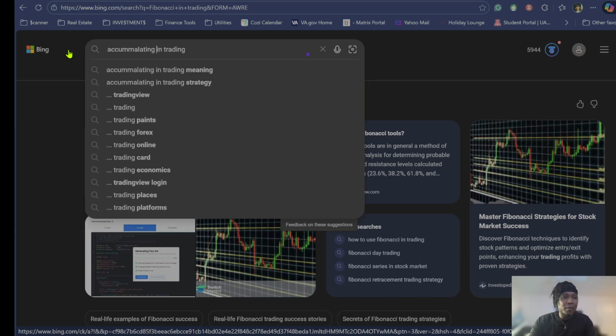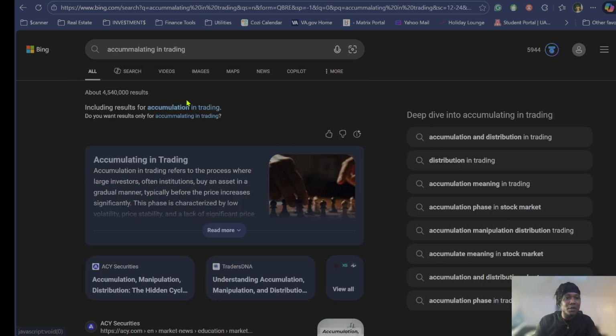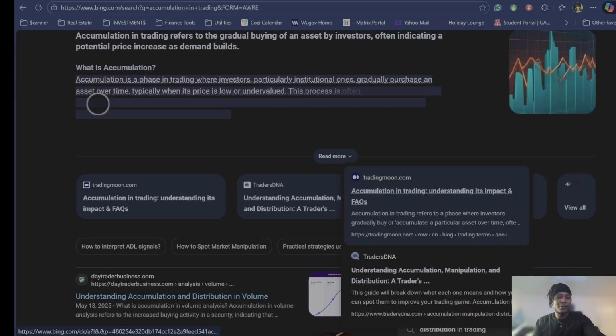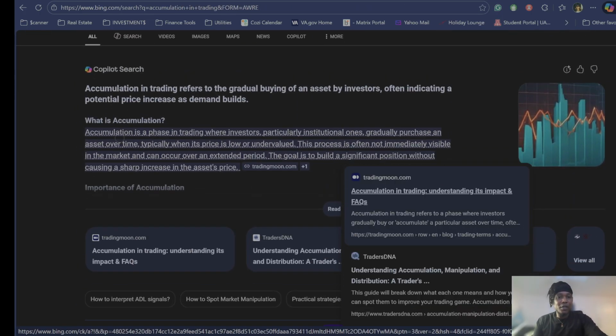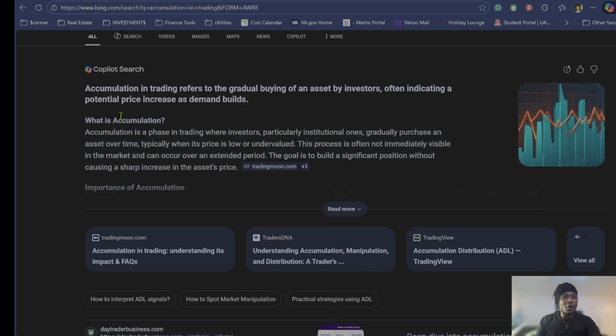Accumulating. Probably you spelled that wrong, but listen. Hey man, education is key, right? Accumulation in trading refers to the gradual buying of an asset by an investor, often indicating potential price increase as demand builds, right?